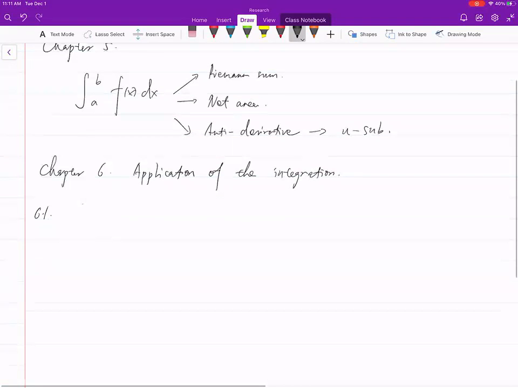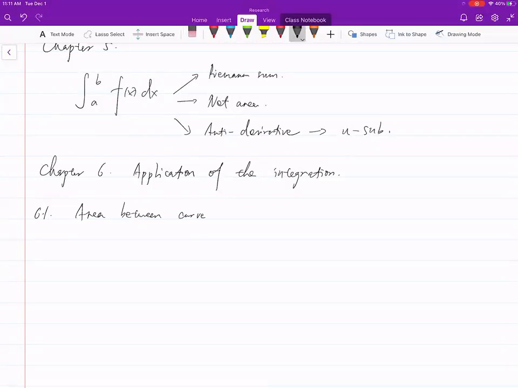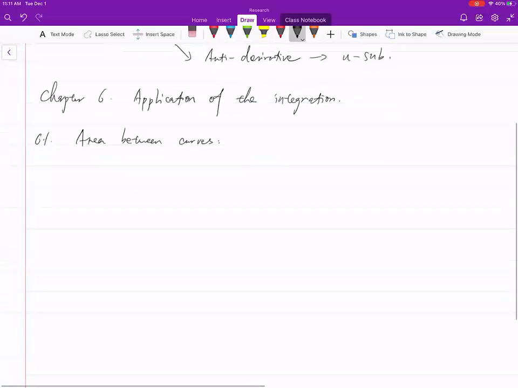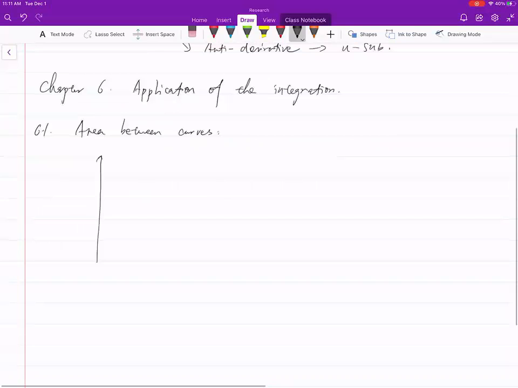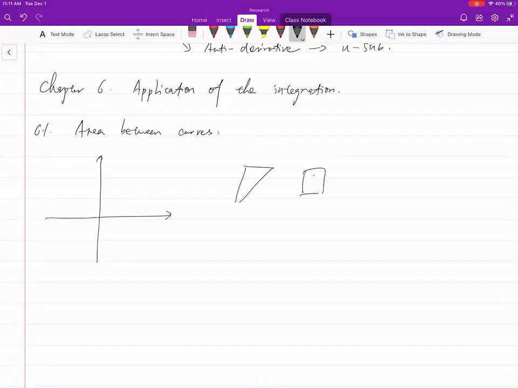So let's talk about the first one. Of course, we use it to find the area, but this time not below, but between curves. The idea is quite easy. Back in ancient Greece, they knew how to do triangles, how to do rectangles, and we know how to do circles or even ellipses or some weird shapes.